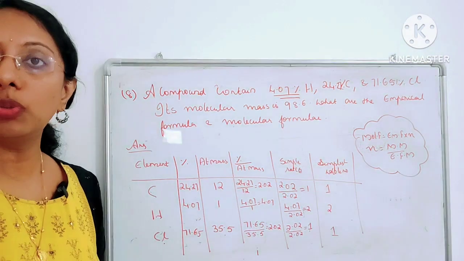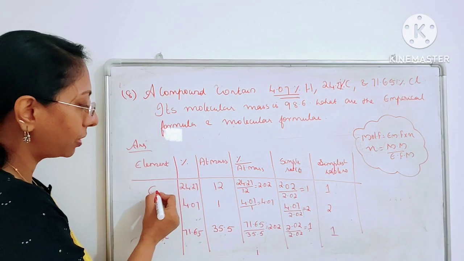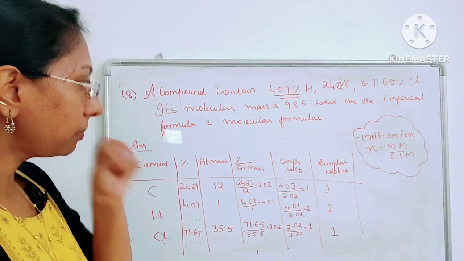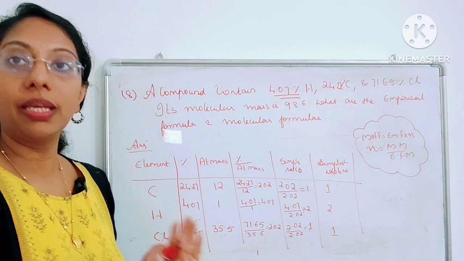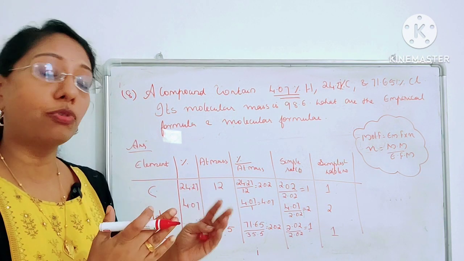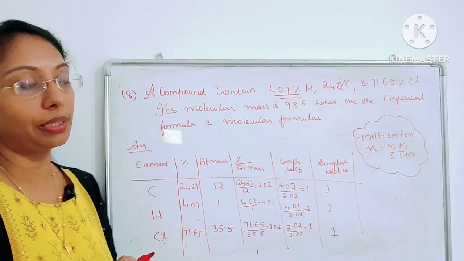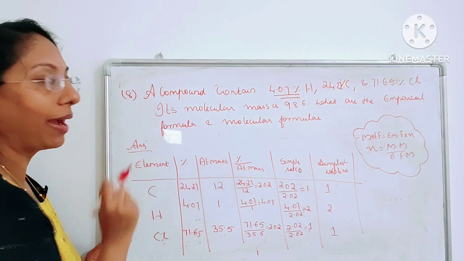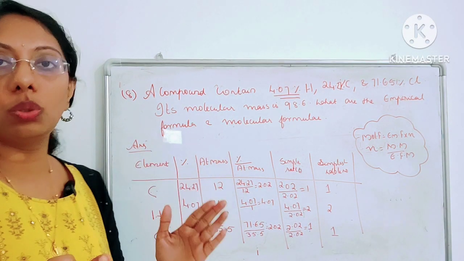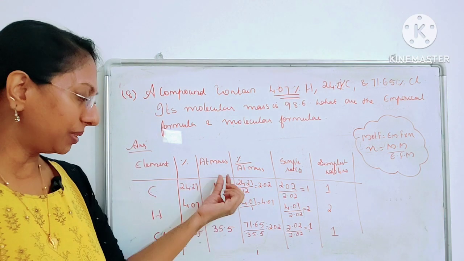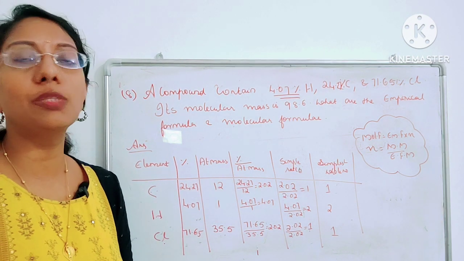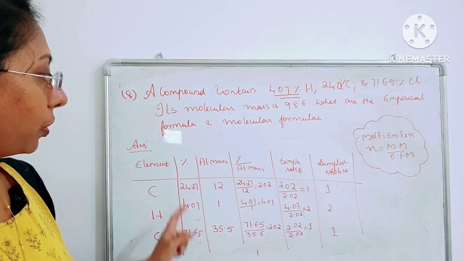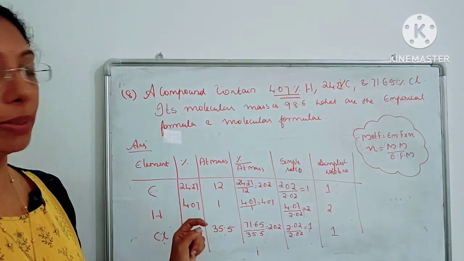Now in the next column we have to write the atomic mass. We know the atomic mass of carbon is 12, hydrogen is 1 and chlorine is 35.5. Now we have to determine the empirical formula. First we have to determine the empirical formula, then from that we have to determine the molecular formula. So first of all, you have to divide percentage by atomic mass. Atomic mass we should know, sometimes in the question paper they are given, but for basic elements like carbon, hydrogen, chlorine, nitrogen, we should know them. So carbon is 12, hydrogen is 1 and chlorine is 35.5.